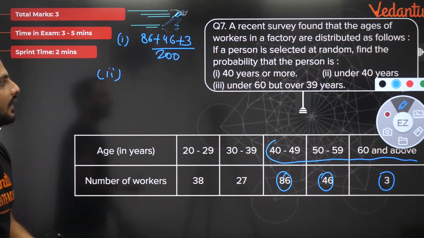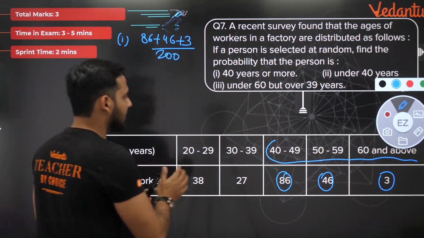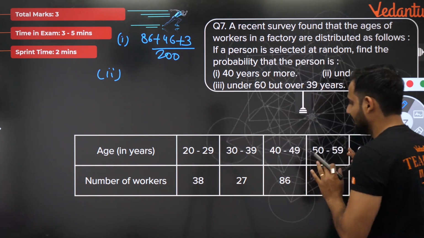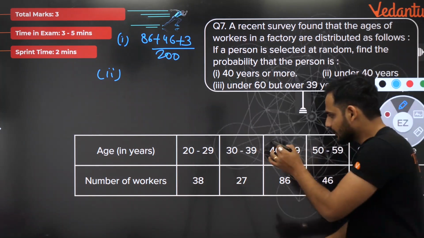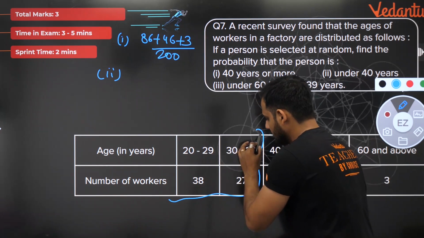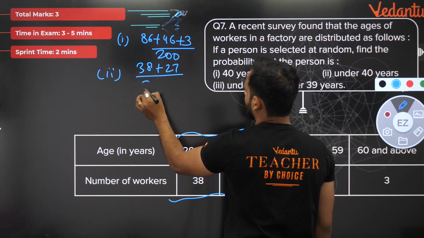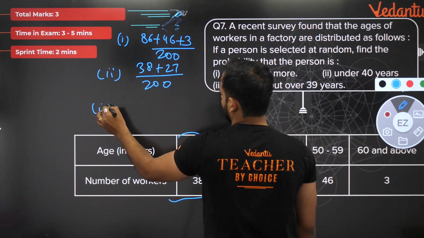Addition you can do. Under 40 years, then age should be under 40 years. Now under 40 years, what does it mean? Under 40 years means less than 40. So less than 40 means this part. So I can say 38 plus 27 upon 200. Let's go for the next question.